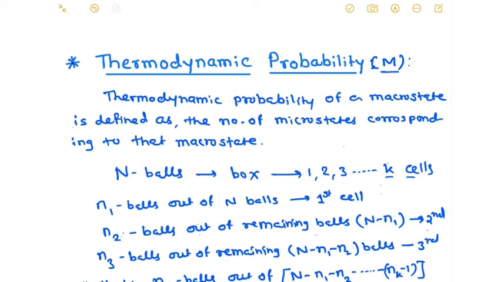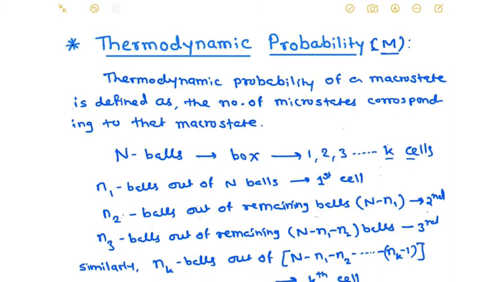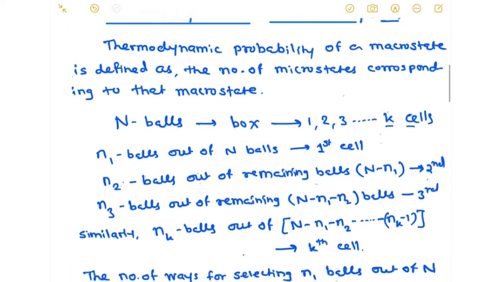Similarly, for the n2 balls, we select the n2 balls out of the remaining balls. Earlier we selected n1 balls out of n balls, then how many balls are remaining? N minus n1 balls are remaining. In that remaining balls, we have to select n2 balls. Hence, n2 balls out of the remaining balls n minus n1 fall in the second cell, then we have to find how many ways we get the n2 balls in the second cell.